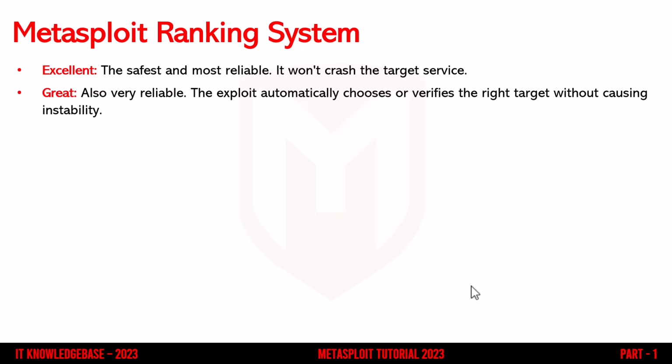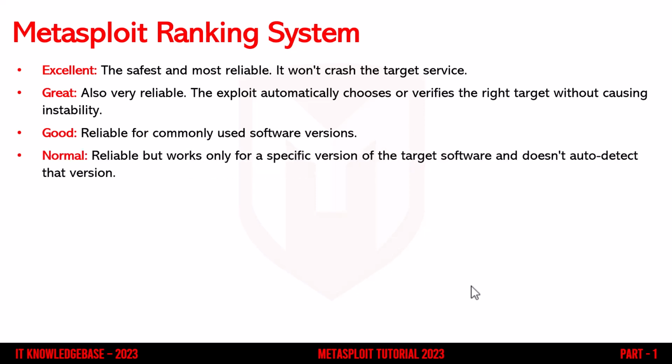Great is also very reliable. The exploit automatically chooses or verifies the right target without causing instability. Good ranking is reliable for commonly used software versions. Normal is also reliable but works only for a specific version of the target software and does not auto-detect that version. Average ranking, you might require patience. This is not very reliable and potentially hard to execute successfully.